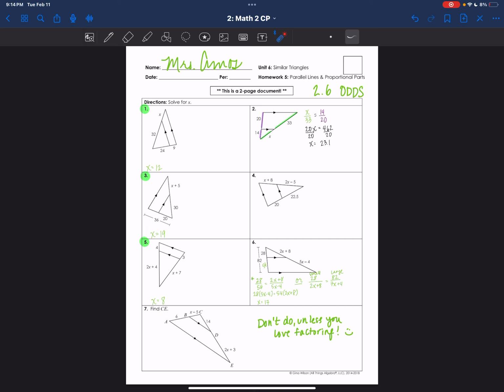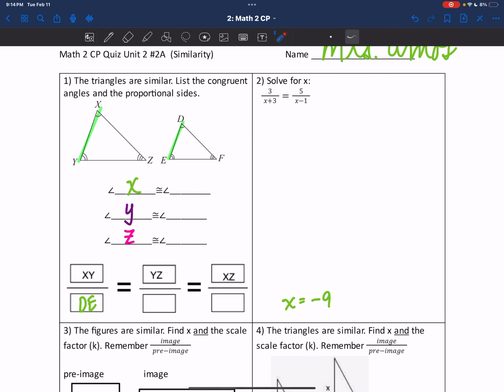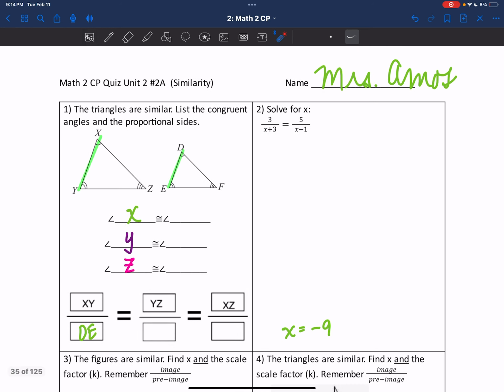All right. And then once you're done with that, you can actually get started with your practice quiz. And again, I give you the answers on most of them. I didn't give you some or else it'd be the whole thing. But I'm going to get you started with number 1. So for this, you have your 2 triangles, and they tell us that it's similar, so we just need to list the congruent. So just make sure you're paying attention.